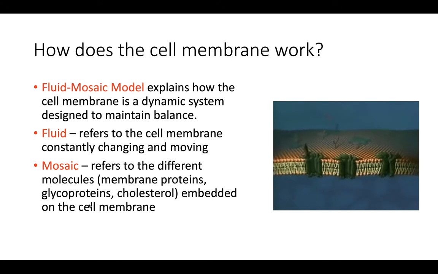Now, in terms of the cell membrane and how it works, the fluid mosaic model explains how that cell membrane is a dynamic system. In other words, that means that it's always fluctuating. It's designed to maintain that balance, that homeostasis, the characteristic of life of making sure our internal conditions are balanced. The fluid refers to the cell membrane constantly moving and constantly changing. So it's like a boat on the ocean. That boat is always rocking on that ocean, and it ensures that it's maintaining that balance, that buoyancy, so it doesn't sink.